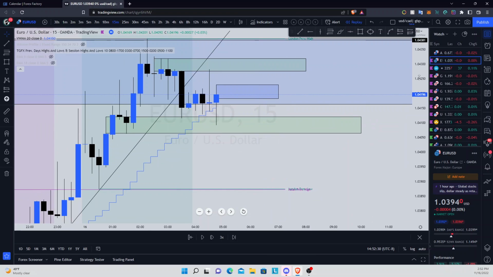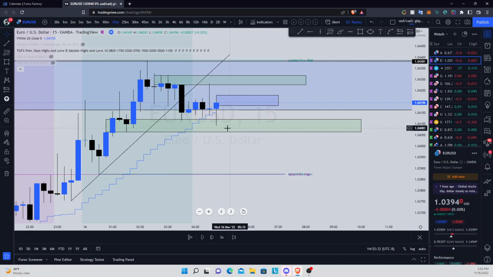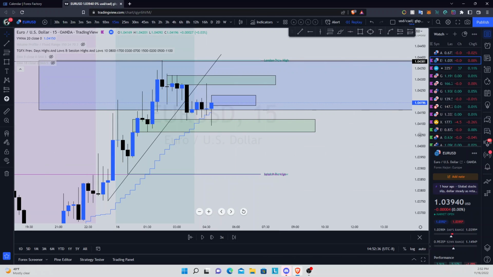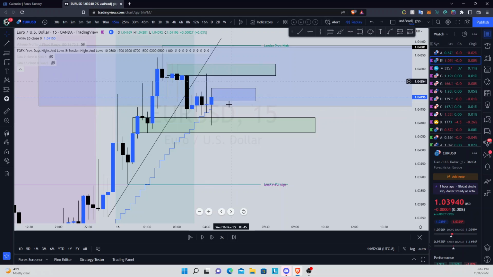So that's something to be aware of. A 15-minute order block is not going to be strong enough to continue the move up. That's not to say that it can't keep going up. I mean, it most certainly can. That's why you line up two moves.